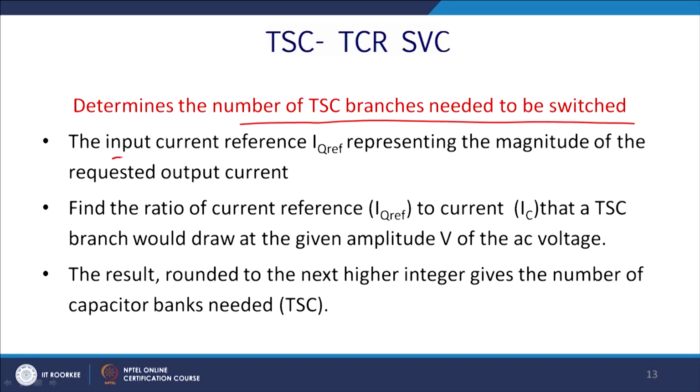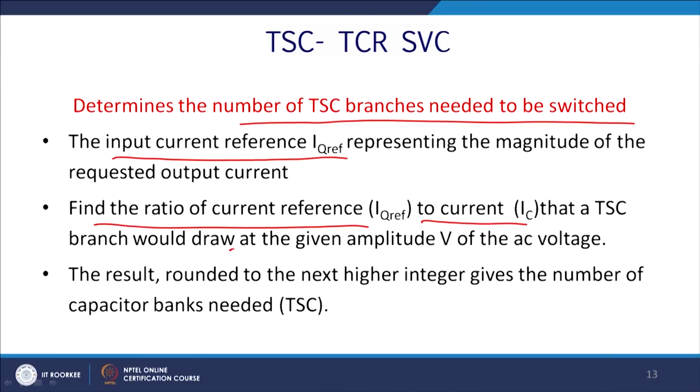The input current reference IQref represents the magnitude request of the output current. So, we have to find the ratio of the current reference and current IC. That gives you the number n. Then n comes out to be, actually, 5.6.